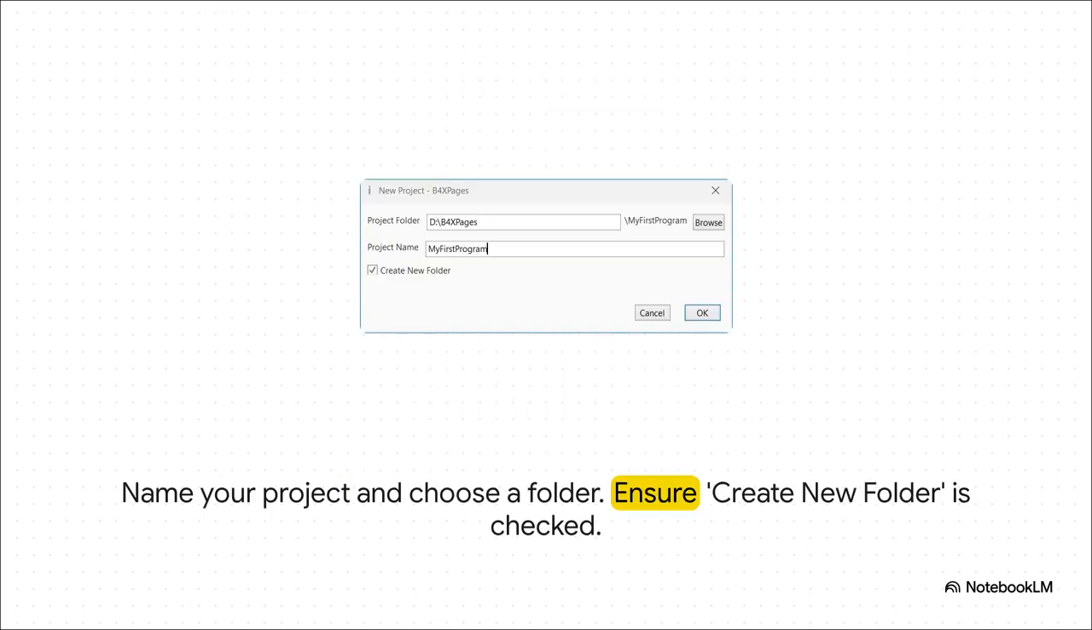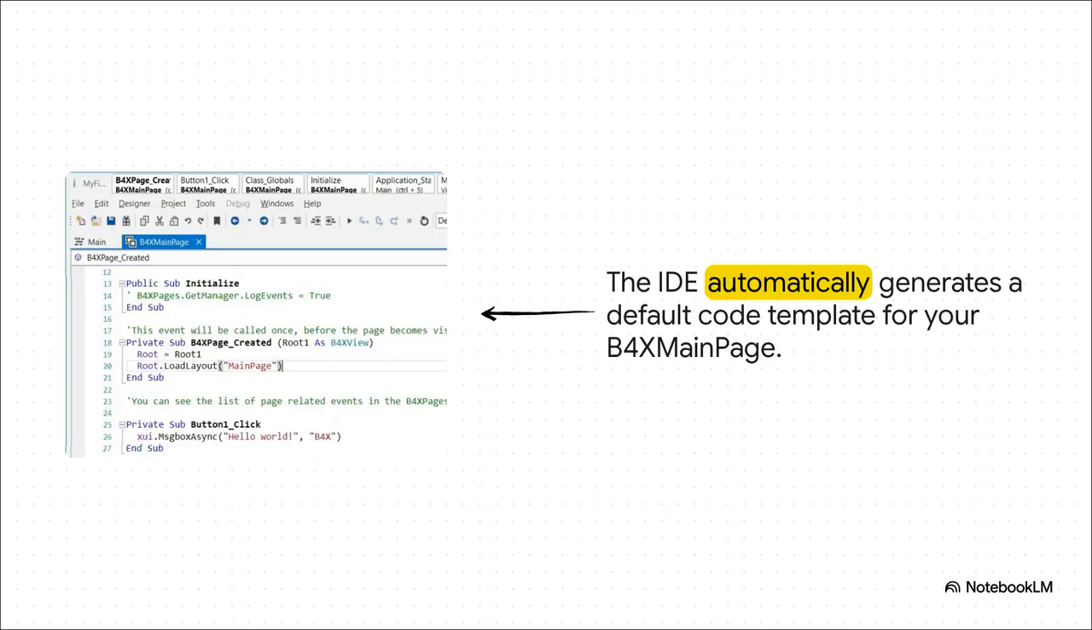All you have to do is give your project a name, something like My First Program is perfect, pick a folder to save it in, and this is important, make sure that the Create New Folder box is checked. It just keeps everything nice and tidy in its own little spot. And just like that, the second you hit OK, the IDE goes to work and generates this for you.